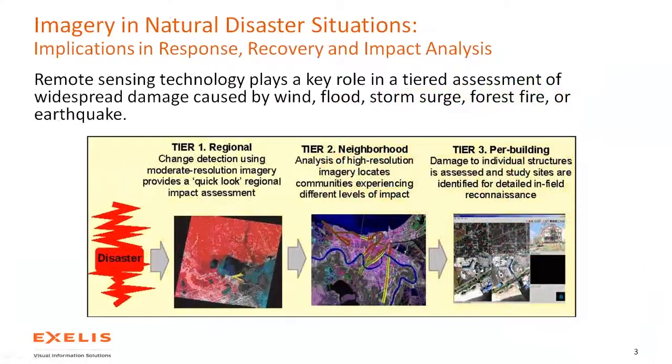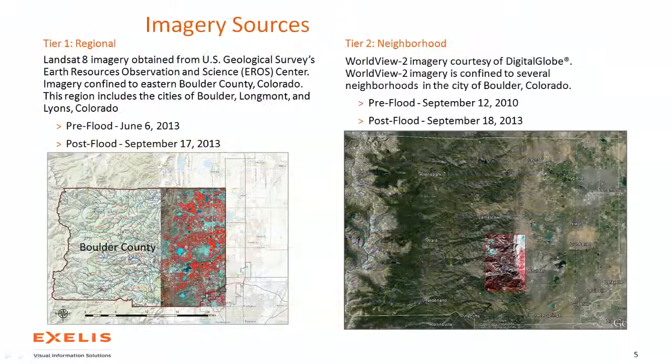In natural disaster situations, remote sensing plays a key role in a tiered assessment of damage. Beginning with Tier 1, change detection performed on moderate resolution imagery, such as imagery provided by Landsat ETM Plus and OLI sensors, can provide a quick look at the impact that a disaster has had on a region. Tier 2 assessment using high-resolution imagery, such as imagery provided by Worldview 2 from Digital Globe, can help pinpoint which communities in a region might be more seriously impacted by a natural disaster event. Finally, Tier 3 assessment can be conducted to determine damage to individual structures within a community. In this presentation, we will take a look at methods for conducting Tier 1 and Tier 2 assessments.